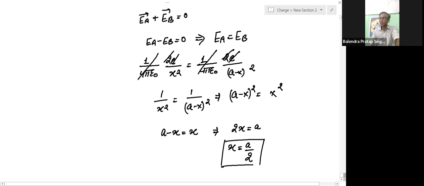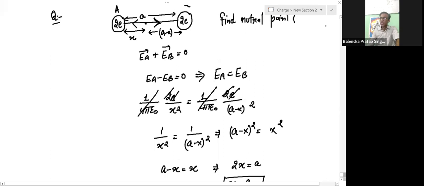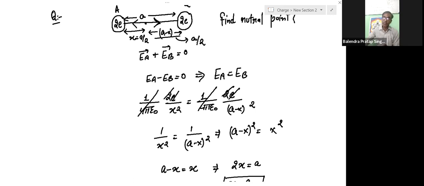This is our result. So from plus 2e charge, x is equal to a by 2, and this distance is again a by 2. So from here we conclude that if two charges have the same magnitude and are separated by equal separation, then in that case the neutral point exists at the center. In this case you can actually directly get the answer.